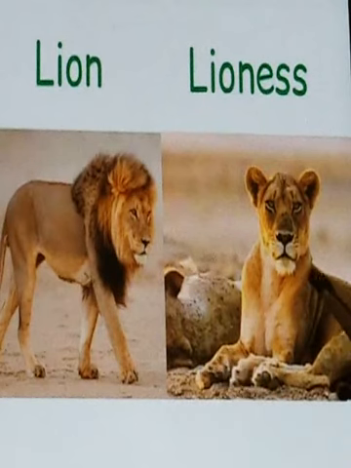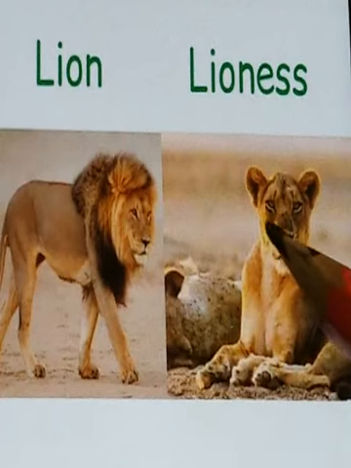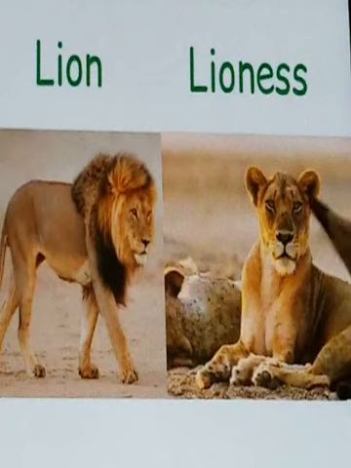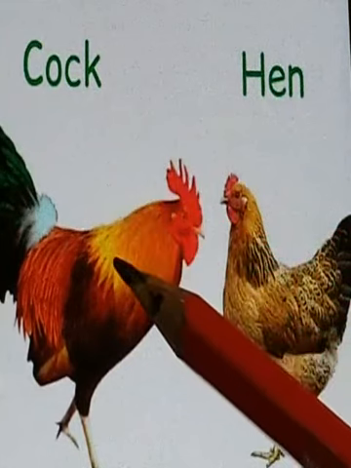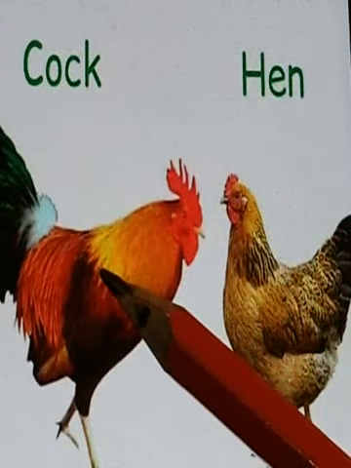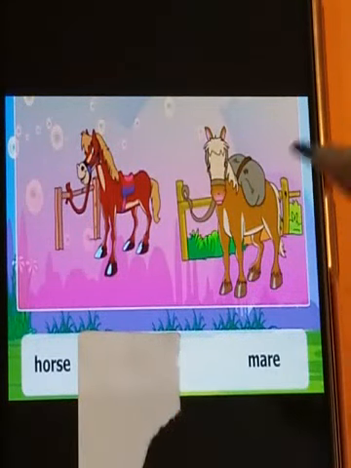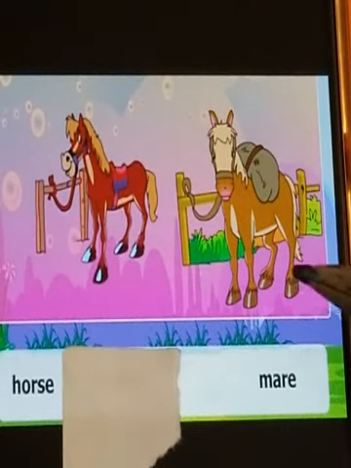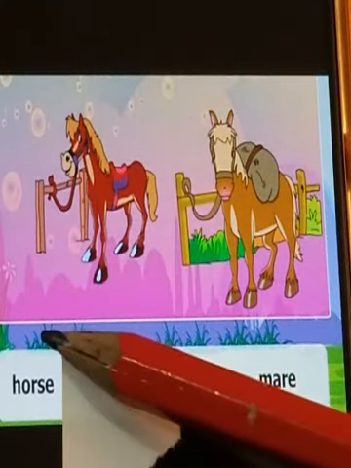Lion, lioness. Lion is a masculine noun and lioness is a feminine noun. Cock, hen. Cock is a masculine noun. Hen is a feminine noun. Horse, mare. Horse is a masculine noun. Mare is a feminine noun.